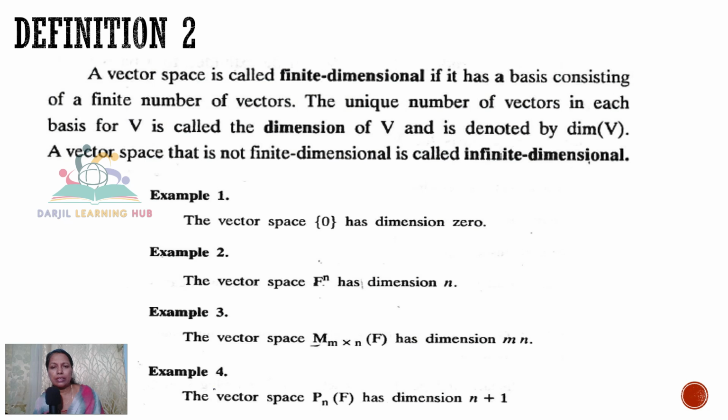In the second definition we shall see what is called dimension. So these are the 2 topics which we are going to learn. The first topic, basis, is over. Now it is vector dimension.